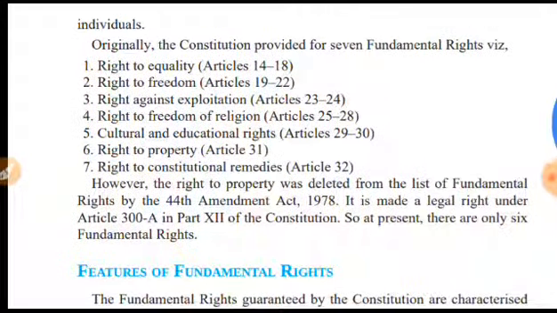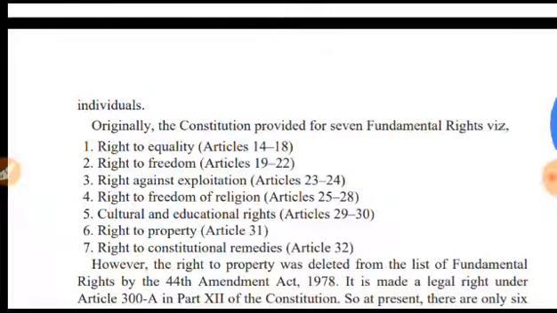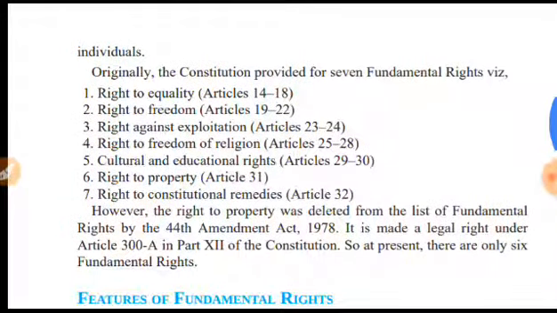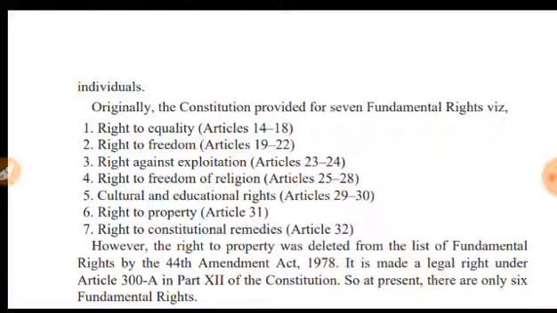Originally the constitution provides seven fundamental rights. Some of them are: right to equality, article 14 to 18; right to freedom, article 19 to 22; right against exploitation, article 23 to 24; and right to freedom of religion, article 25 to 28. Right to freedom of religion is 25 to 28, right against exploitation is 23 to 24, right to freedom is 19 to 22, and right to equality is 14 to 18.